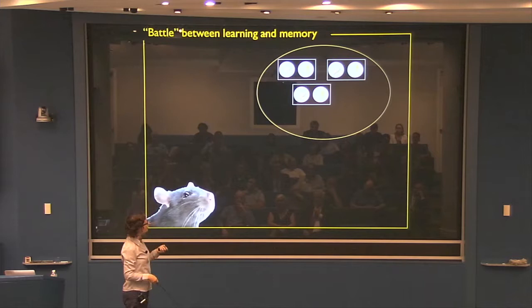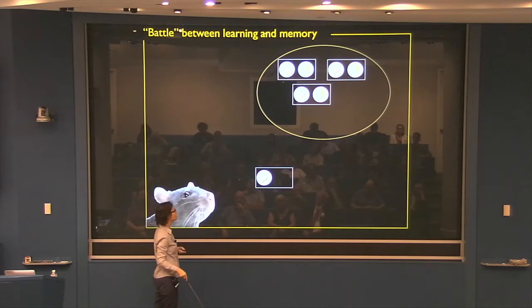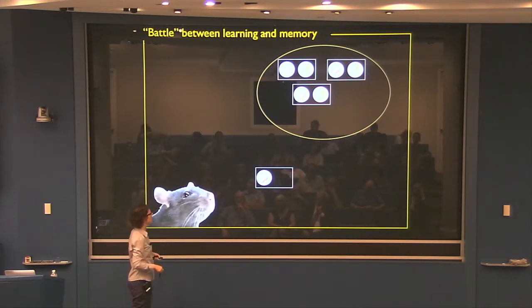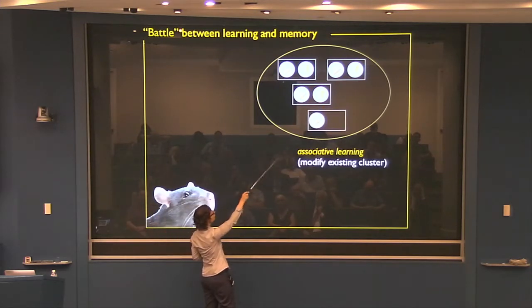But then whenever we encounter something that we didn't predict, that's not the same as everything that we've seen before, for instance, a tone without a shock, we have this choice, and now there's the high-level battle between learning and memory. Do I decide that it's one of the same, so I do what we call learning?